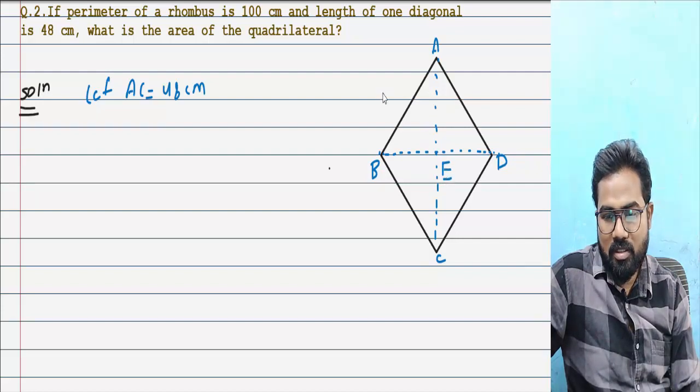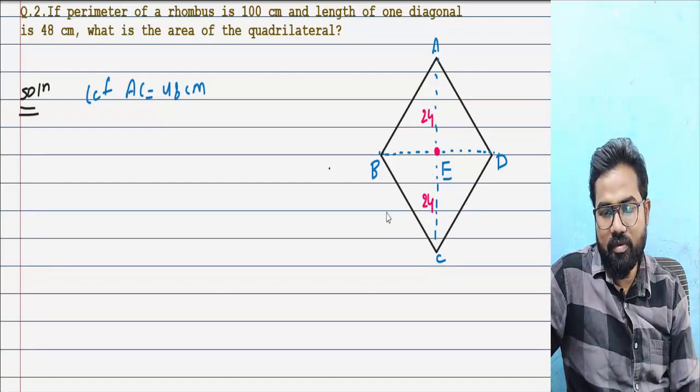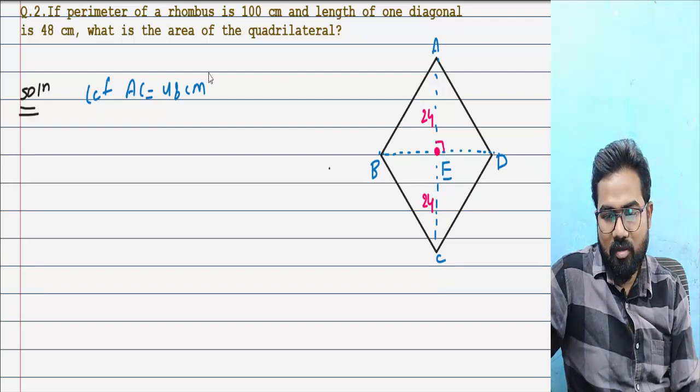So let us consider this point as E, and this length will become 48 half, which is 24, and this will also become 24. These are the angles of 90 degrees.